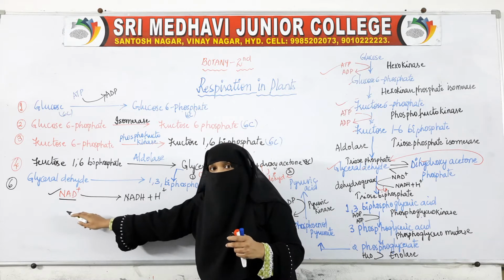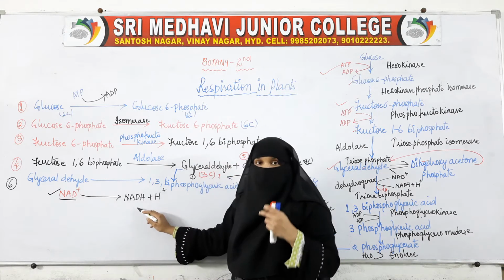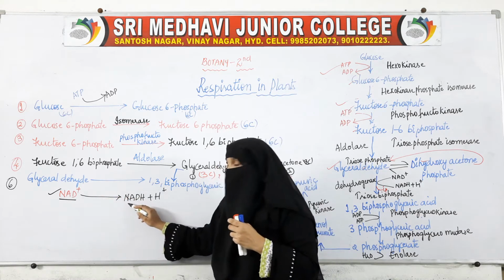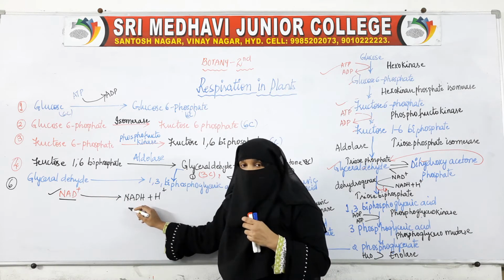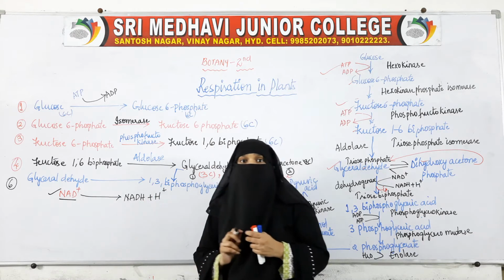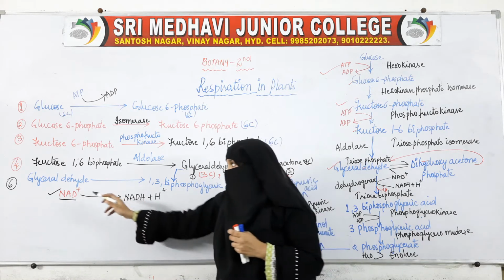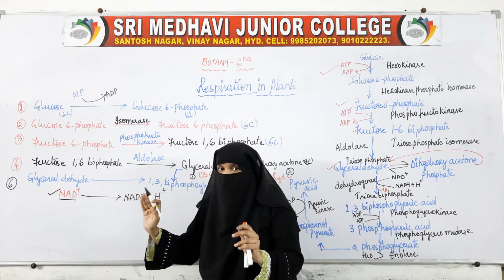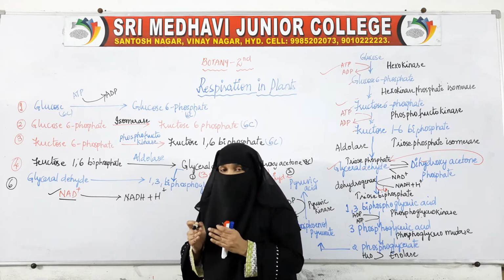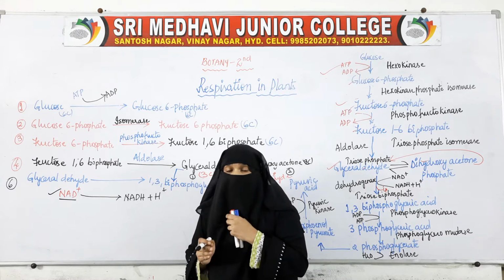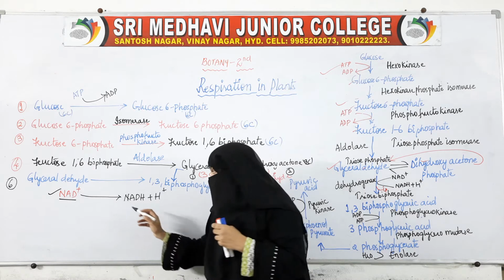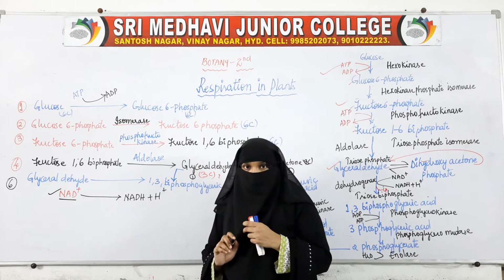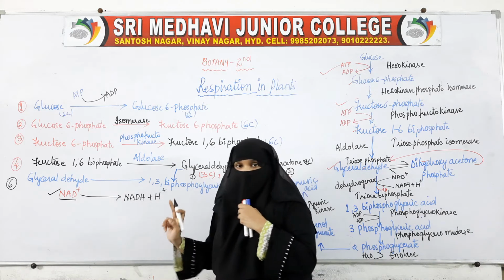So, now this oxidizing agent is reduced. NAD plus has been reduced, meaning hydrogens have been added to it. The oxidizing agent was NAD plus without any hydrogens. Now, this oxidizing agent has been utilized and reduced to NADH plus H plus. Okay, that is one thing which happened here.